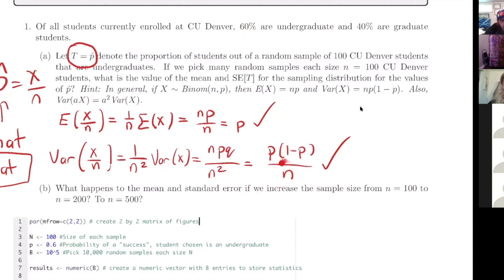And here I've got a formula for calculating the variance. Usually when we're working with sampling distributions, instead of using the variance, we describe the spread in terms of the standard error. For that, we would just take the square root.